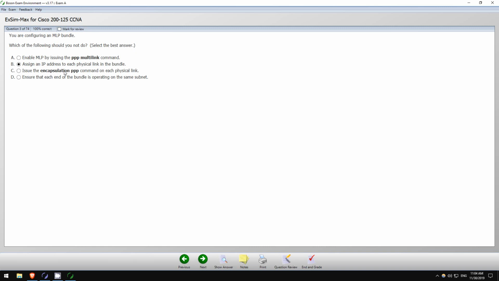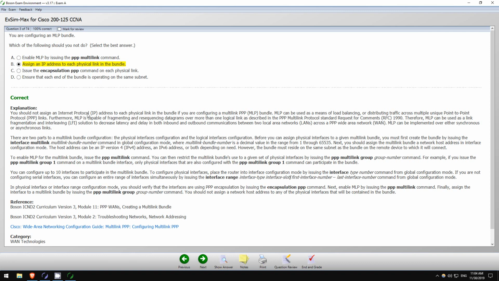Issue the encapsulation PPP command on each physical link, that's okay. Ensure that each end of the bundle is operating on the same subnet, that's okay. So I believe the answer is B. Okay, there we go. So again, explanation why it's correct and why the other ones are incorrect.